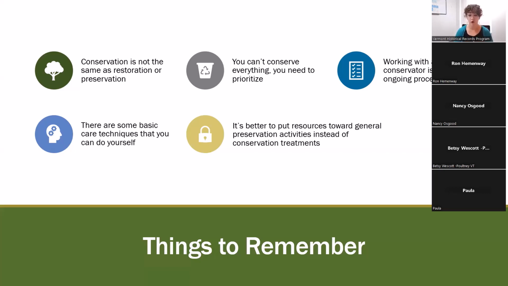You really get more bang for your buck to focus on the preservation envelope, this building, and you're going to work to improve the longevity of all of your materials instead of spending money on a very select few.